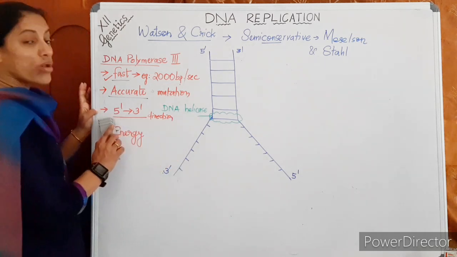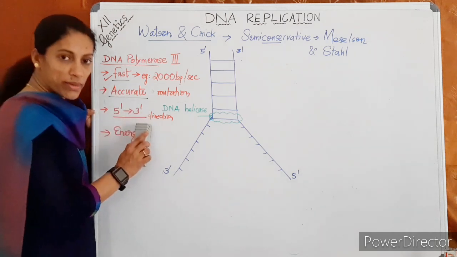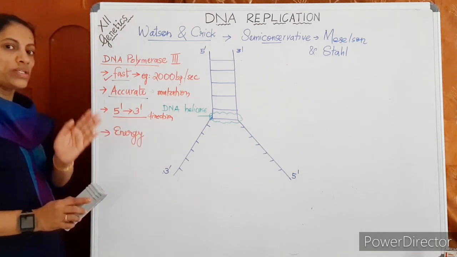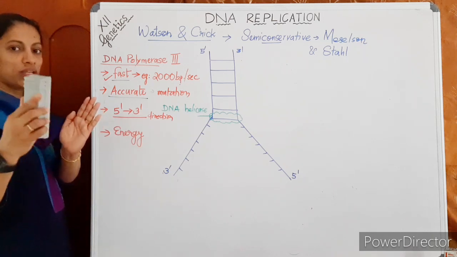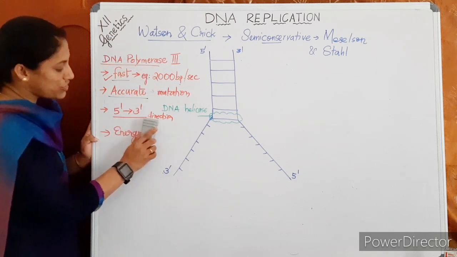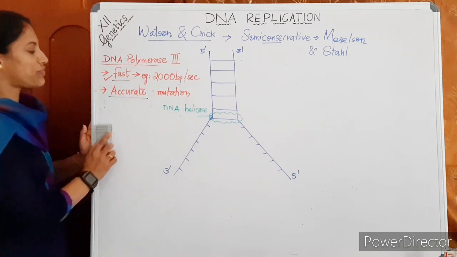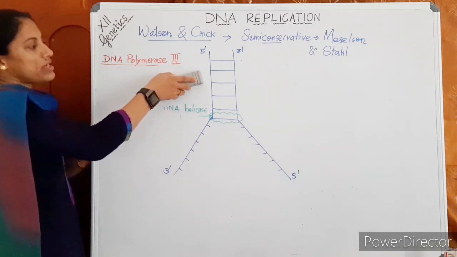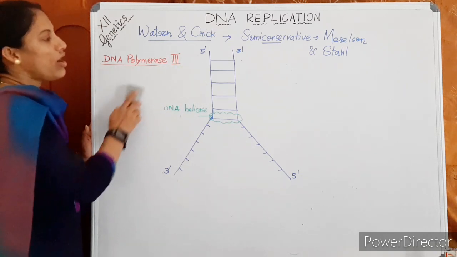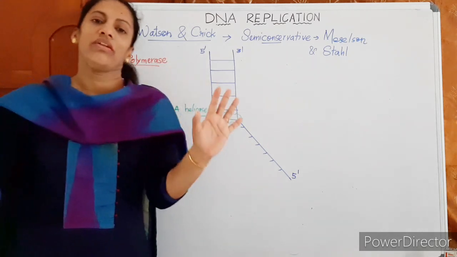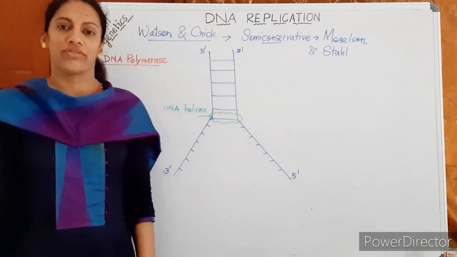Then this enzyme always acts in 5' to 3' direction. The reason also we discussed: the 3' OH group is a free group which can create a bond with the next nucleotide. Then it requires high energy. That energy need is satisfied by making the reactants available as triphosphates. All triphosphates, when they lose the terminal two phosphates, release energy.